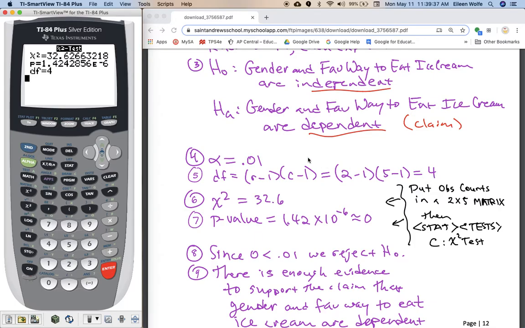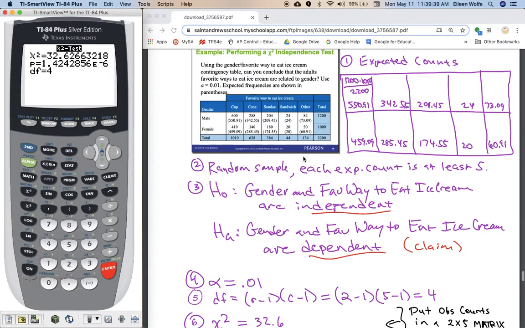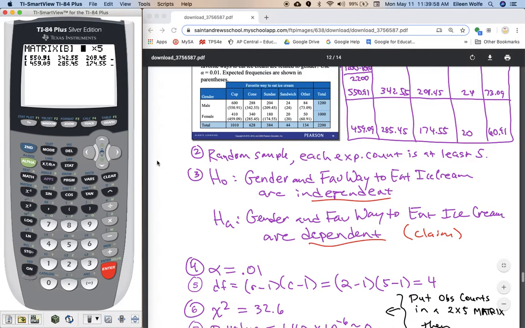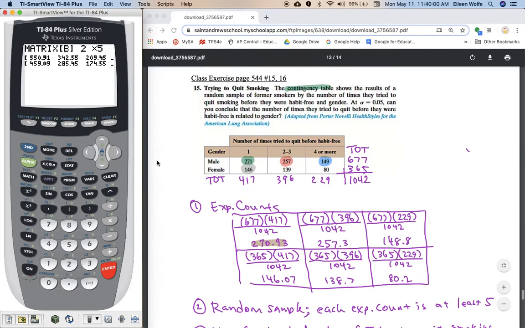Now, just in case you wanted to do a double cheat on step 1, you can return to the matrix editor, go over to the edit, down to letter B, and the expected counts have now been inserted in there for you, so you would be able to just kind of double cheat and copy those into your step 1. Okay, so I have 2 other examples.